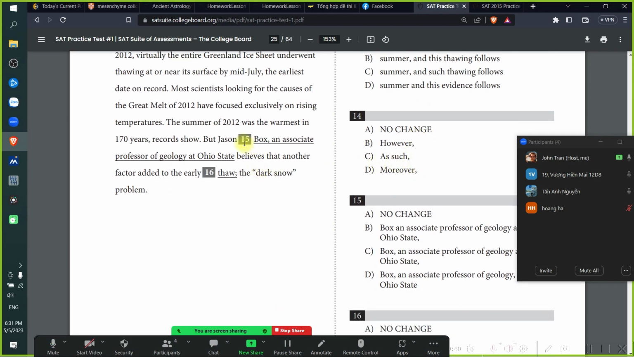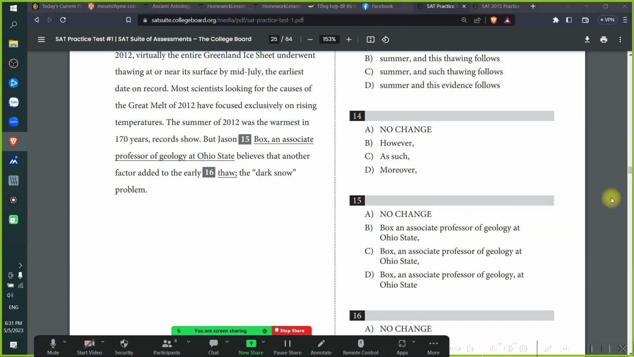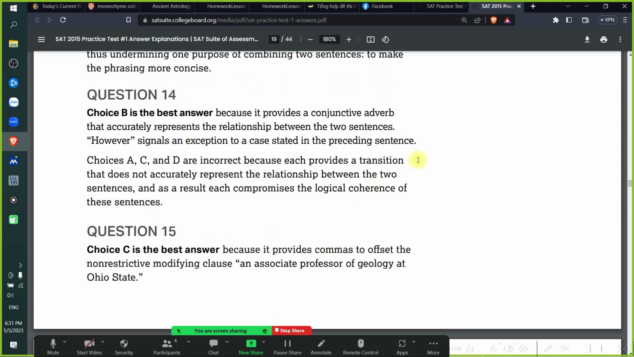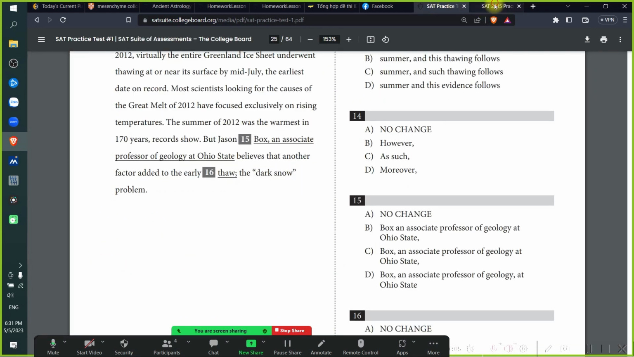Number 15. But Jason Box, comma, an associate professor of geology at Ohio State, believes that something. 15. C, right? No. Oh, is it 14 or 15? 15. 15 is C.